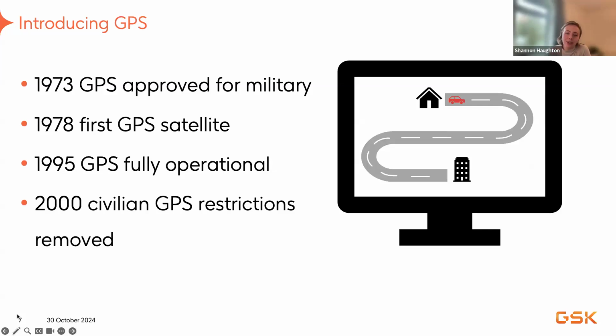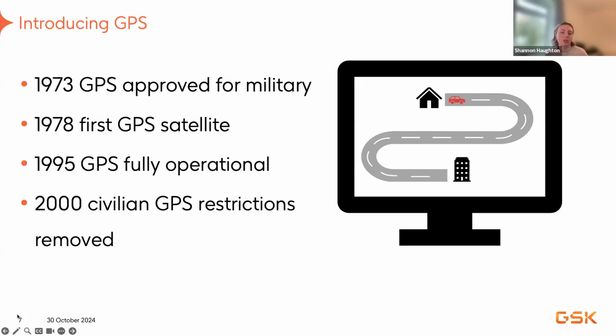So the early 2000s rolled around and GPS started to become available for the general public to use. And the best part about it was that the technology was already there. So GPS was approved for military use in 1973. The first satellite was launched in 1978. By 94, there were 24 satellites and global coverage. And then in 2000, the restrictions that were originally placed on civilian use of GPS were removed.